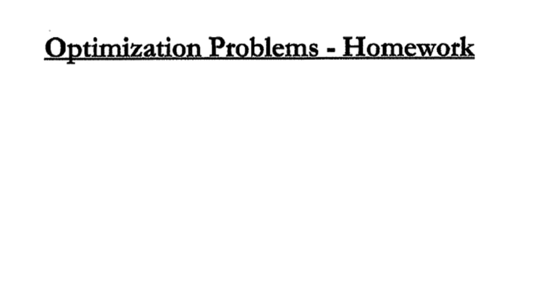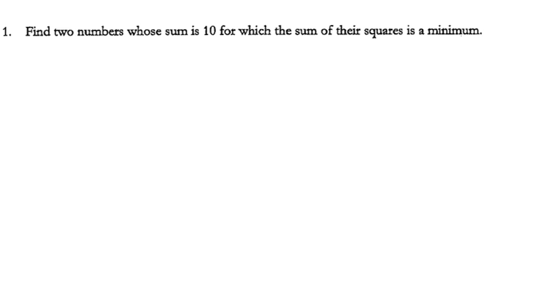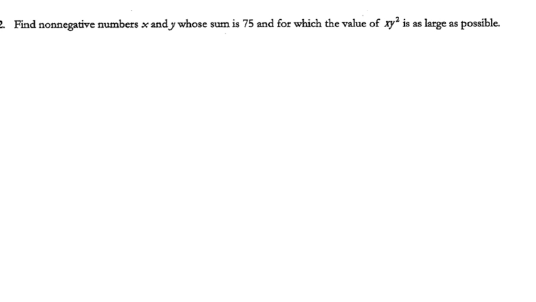Optimization problems, homework. This is going to be a video that shows how to do a few of these problems from a homework assignment on optimization. We're going to start with problem 2. Find non-negative numbers x and y whose sum is 75 and for which the value of x times y squared is as large as possible.